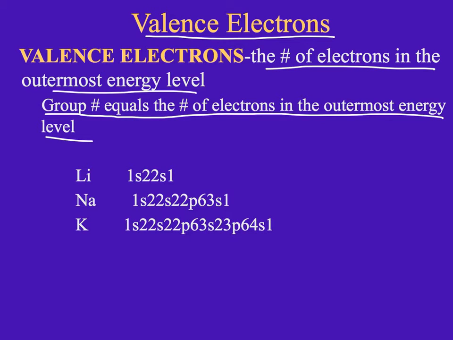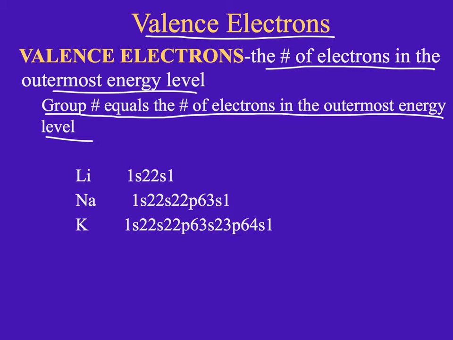For an example, group 1 will have 1 valence electron. Group 2 will have 2 valence electrons, and so on. Group 3 will have 3 valence electrons. So here we have an example: lithium, sodium, and potassium. When we look at potassium, sodium, and lithium, all of these elements are found in which group? Group 1, right? They're all found in group 1.